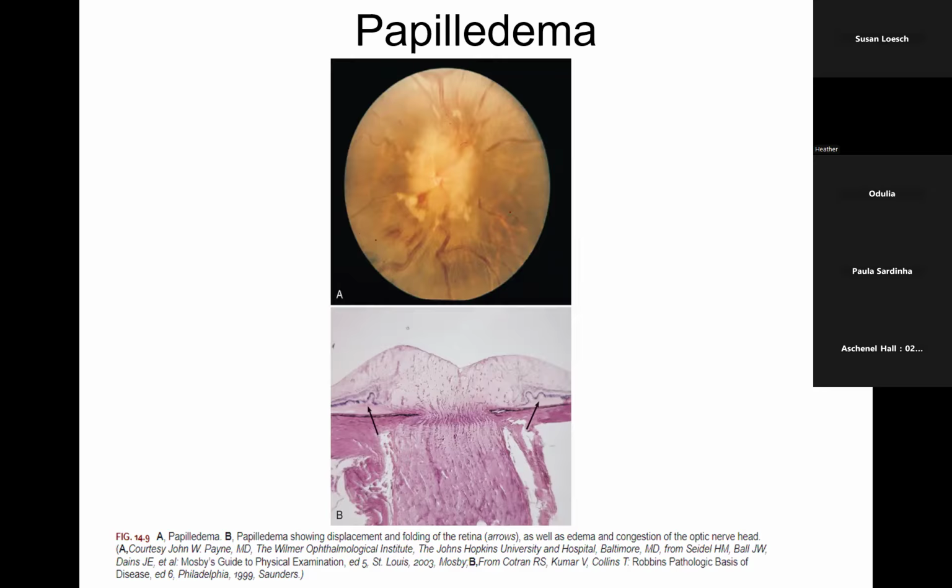So the first indication is what? Change first in the level of consciousness. Say it again, Heather. Decreased level of consciousness. And it occurs why? From pressure on the RAS. Okay, from pressure on the reticular activating system. Other signs are going to be a severe headache from stretching of the large blood vessels, vomiting, projectile vomiting. Why?